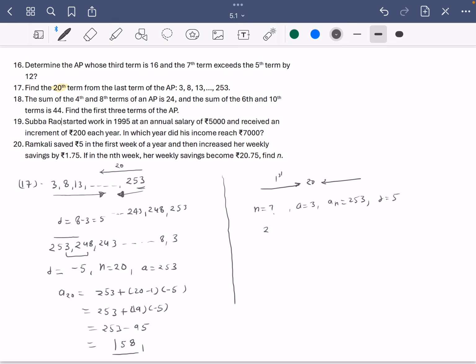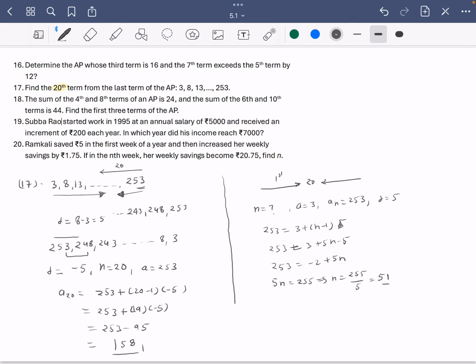So 253 is going to be 3 plus (n minus 1) times d, which is 5. 253 is 3 plus 5n minus 5. 253 is going to be negative 2 plus 5n, and 5n is going to be 253 plus 2, 255. n is going to be 255 over 5. So there are 51 terms in the AP.